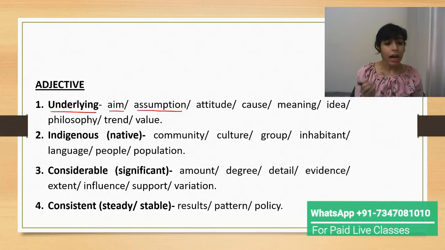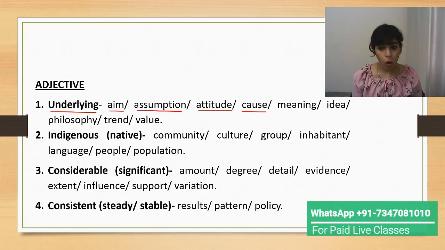Underlying reason. So when you are trying to say the underlying reason behind this is, then also you can write underlying. Underlying aim, underlying assumption, underlying attitude, cause, meaning. The underlying meaning behind this is, the underlying idea behind this is, the underlying philosophy behind this is, trend and value. So you need to focus on this one.